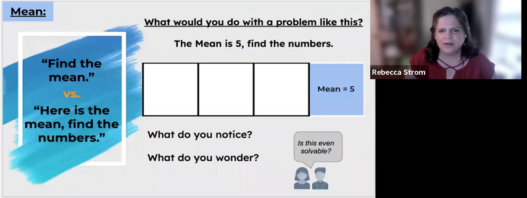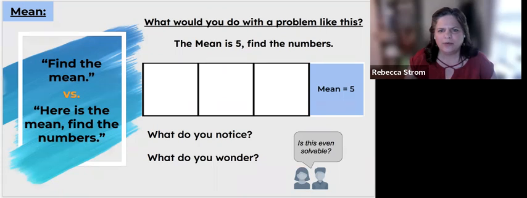Any thoughts? How would our students respond? How do we respond when we have to think about finding the mean or having the mean? What does the word mean? If there's three numbers, it's easy to find. I'm reading through the chat.